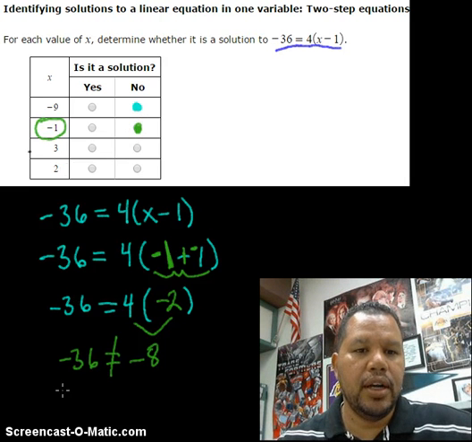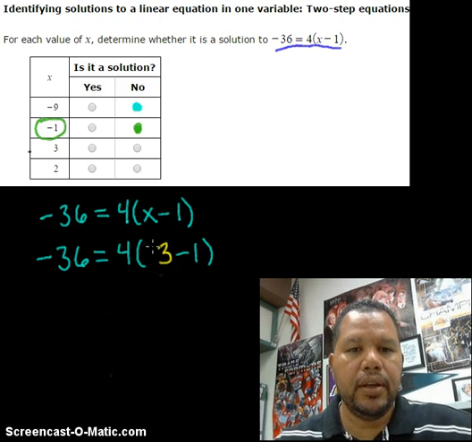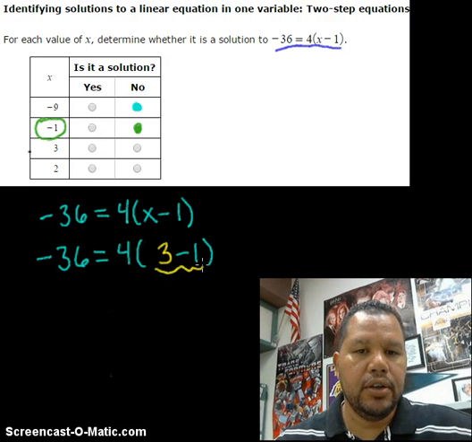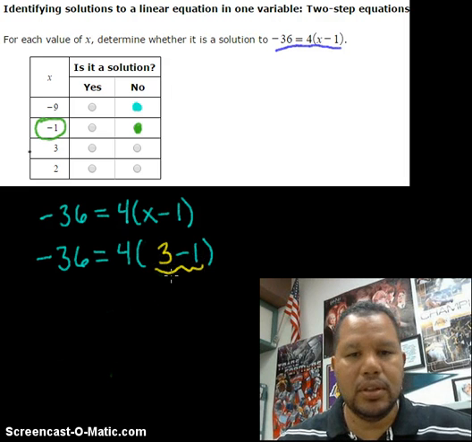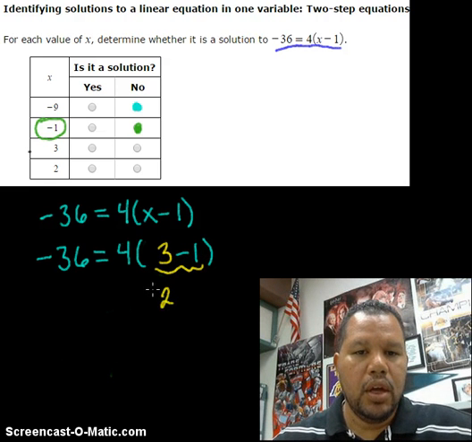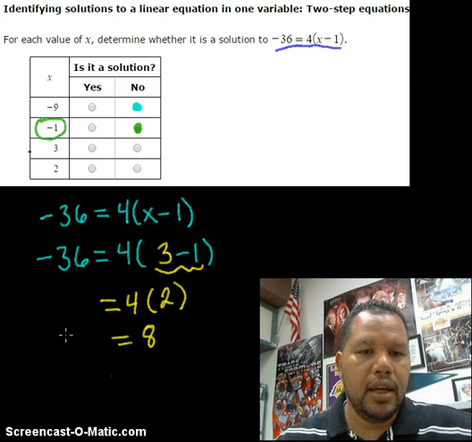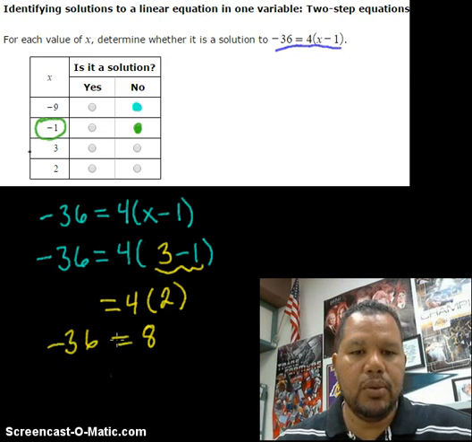So let's go for x is 3. So we're going to replace x with 3. As you see, I already rewrote the equation, substituting x with 3. Again, we work inside here. So we have 3 minus 1. This one is simple. It is 2. And so we have 2 times 4. 2 times 4 is 8. And again, 8 is not equal to negative 36. So 3 is not a solution.